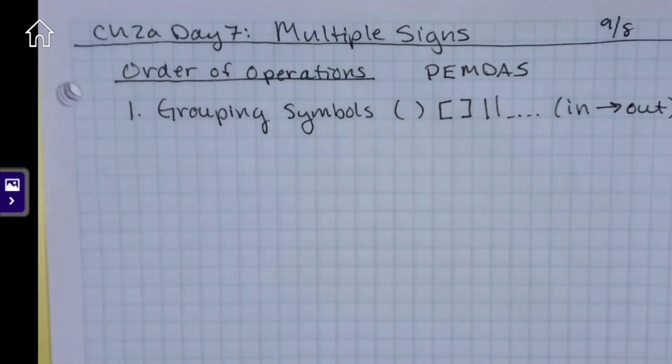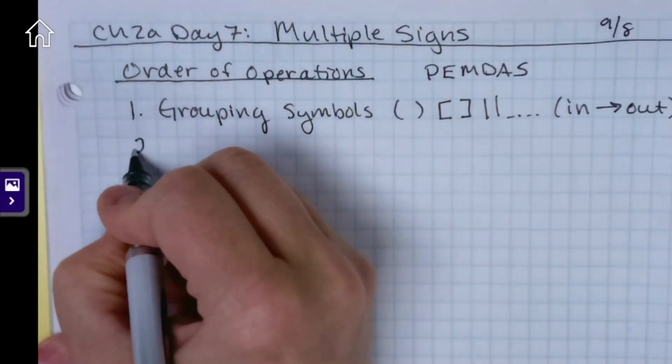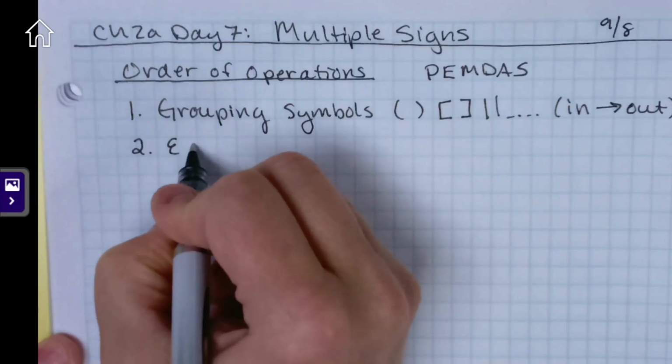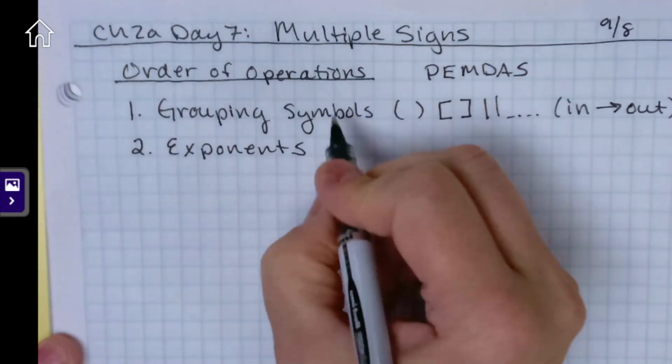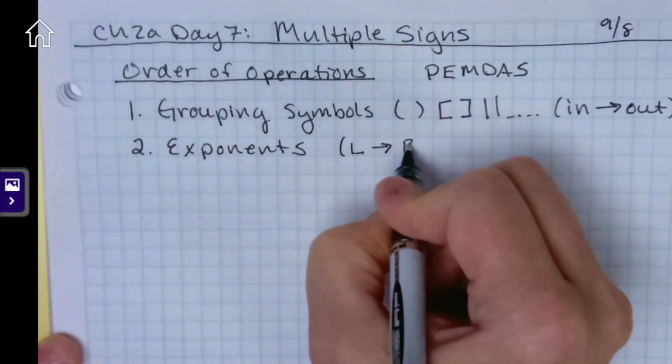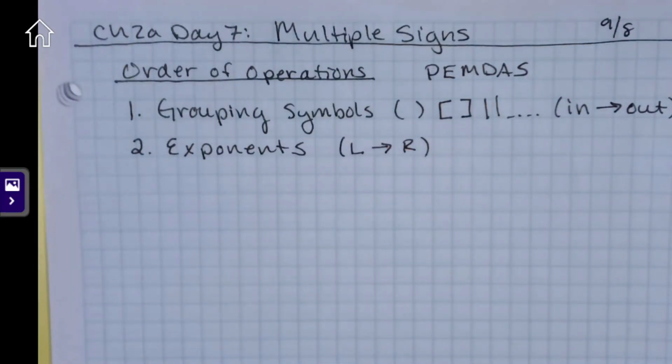All right, the E for PEMDAS stands for exponents. That's the one that is correct. And you can do exponents left to right. That isn't actually a rule for exponents, but if you do it left to right, you'll never be wrong.